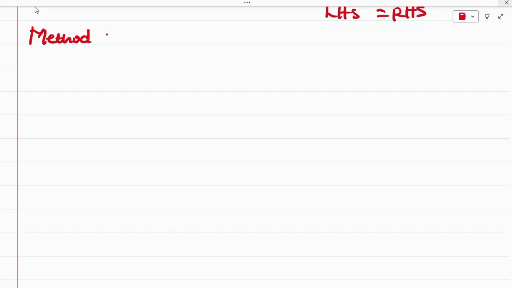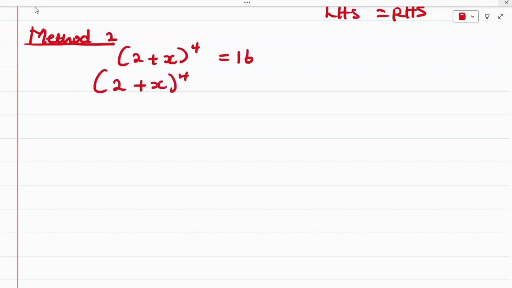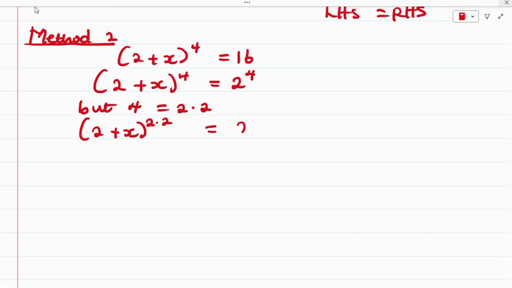For method 2 right here, we have the expression given as (2 + x)^4 = 16. So we have (2 + x)^4 equals, now 16 can be expressed in terms of 2 as 2^4. But the power of 4 can be expressed as 2 multiplied by 2. So we have (2 + x) raised to the power of 2 multiplied by 2 equals 2 raised to the power of 4, which is 2 multiplied by 2.